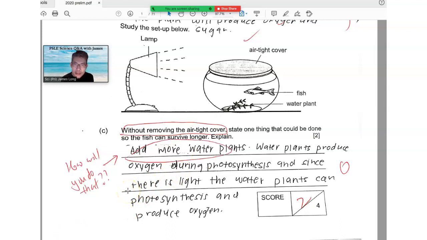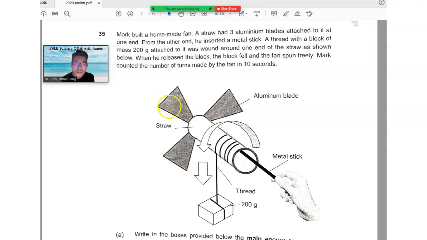So when you check through your answers, please don't just check the science part, check also the requirement of the question. Does your answer fit the condition? Now let's take a look at this question. Now for this question to work, notice he's holding on to the stick, but the stick does not move.